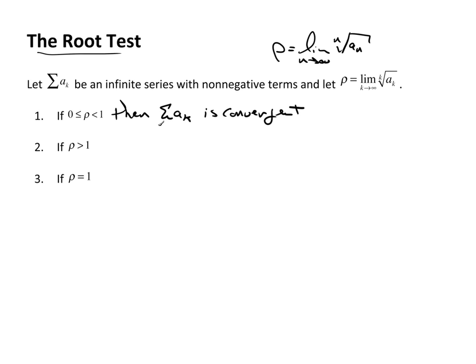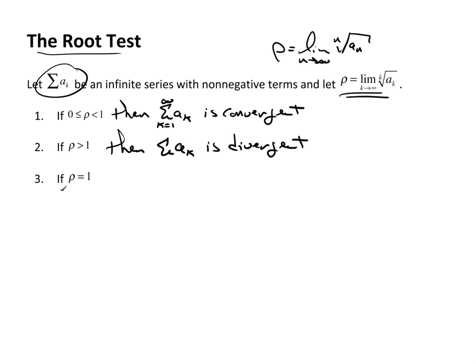You'll notice here I didn't write k equals 1 to infinity. Whenever you see it written like this without the indices, it's just a typesetting shortcut. The k equals 1 to infinity, or n, whatever your index actually is, is understood to be from 1 to infinity. Now, if you take this limit and end up with rho greater than 1, then the series is divergent. If rho equals 1, then once again the test is inconclusive.